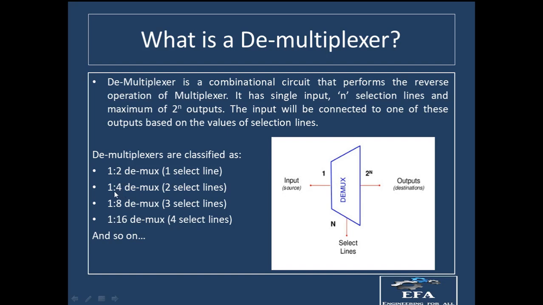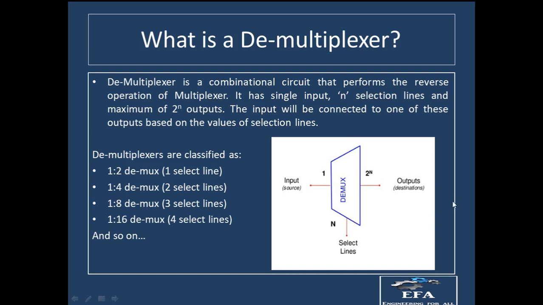So suppose you are having a 1 is to 4 demultiplexer, so 4 is the number of the output lines, and 4 can be written as 2 power 2. So whatever is there in the power, that number of select lines are required. This is the block diagram of a demultiplexer. In this case you can see one input line is there, n number of select lines are there, and 2 power n number of output lines are required.